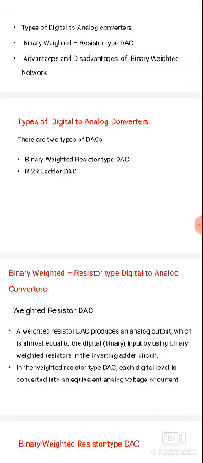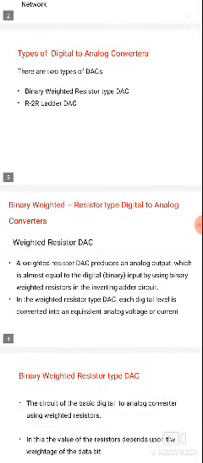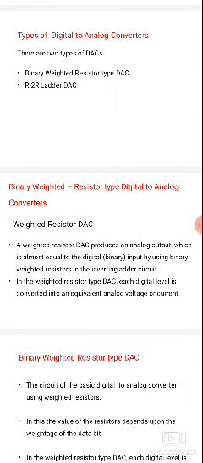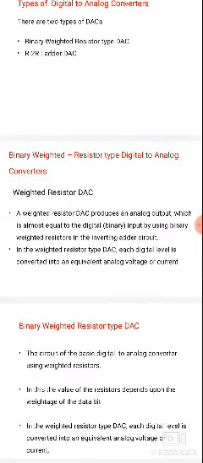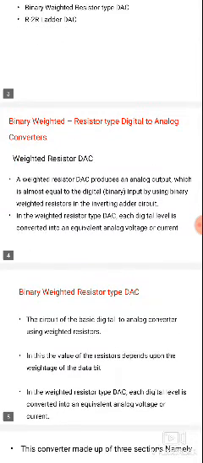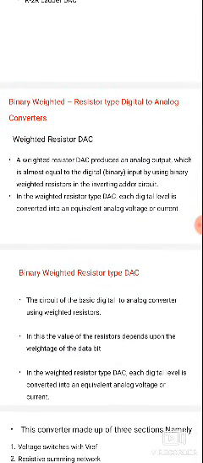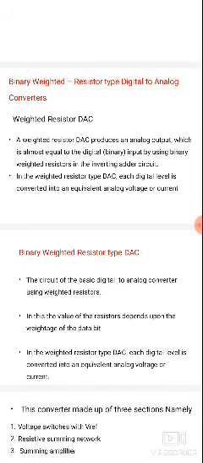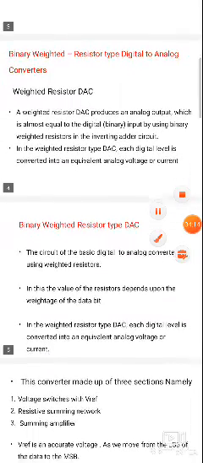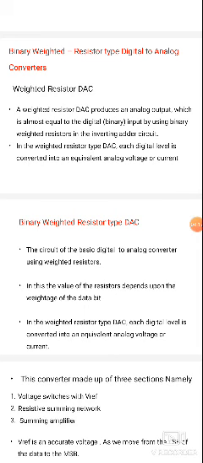which will be converted into voltage. The types of digital to analog converters are the binary weighted resistor type digital to analog converter, and the second one is the R-2R ladder digital to analog converter. The first, primary, basic method is the binary weighted resistor type digital to analog converter. The weighted resistor DAC produces an analog output that is almost equal to the digital input by using binary weighted resistors in an inverting adder circuit.